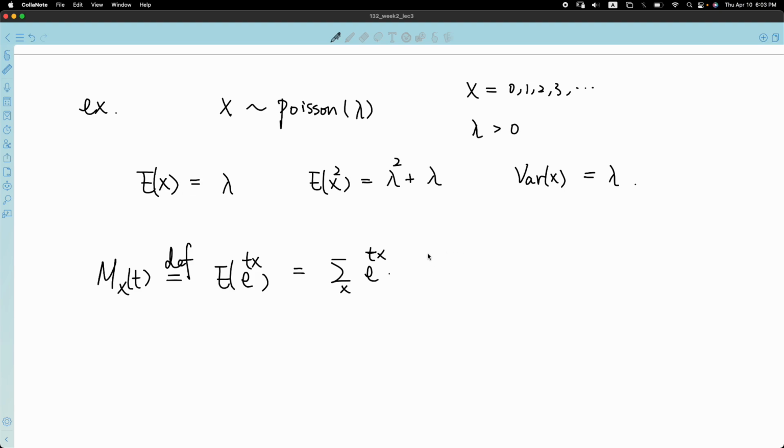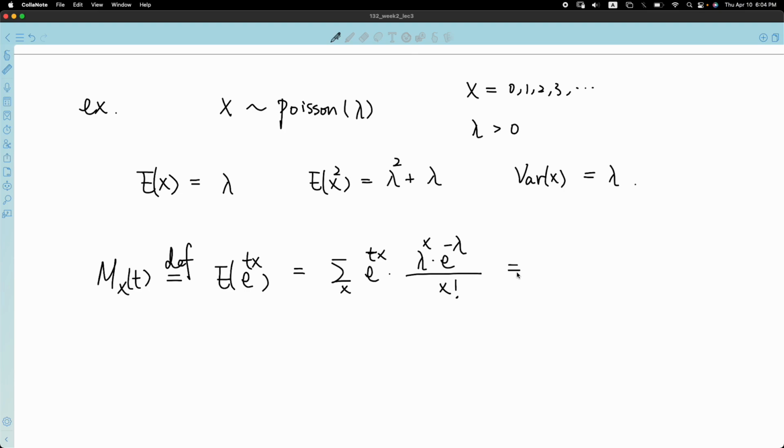The probability mass function for the Poisson distribution is lambda raised to the power of x, e raised to the power of negative lambda, over x factorial. Any thoughts on how to work on this summation here? It's also an infinite summation. Can you combine the x terms? Yes, that will be one component.